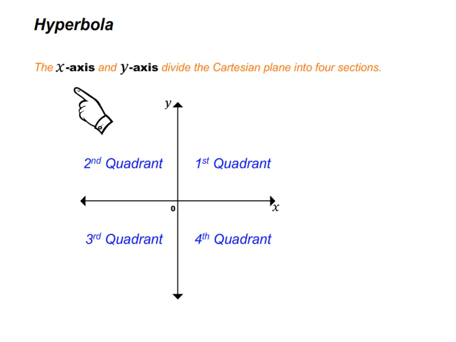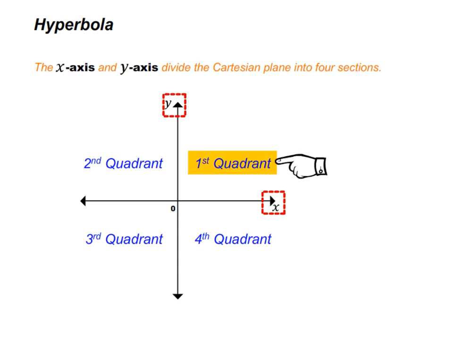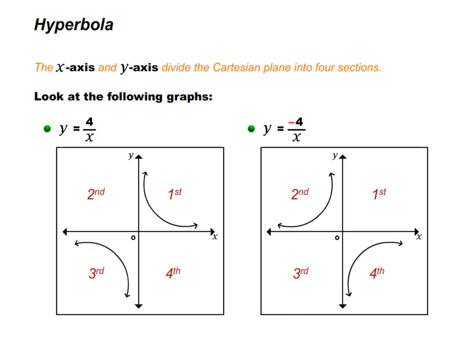The x-axis and the y-axis divide the Cartesian plane into 4 sections. Each of these sections is called a quadrant. From this corner to this other corner, we have the first quadrant. Look at the following graphs. In the graph of y is equal to 4 over x, if this graph is positive here, then the graph will lie in the first and third quadrants.